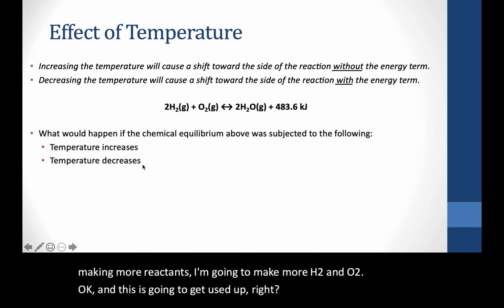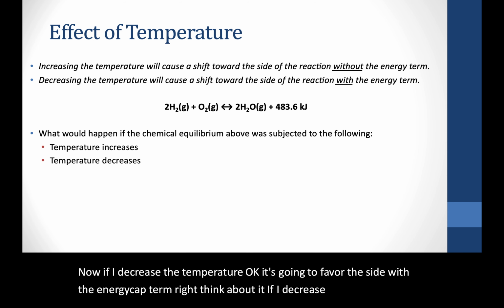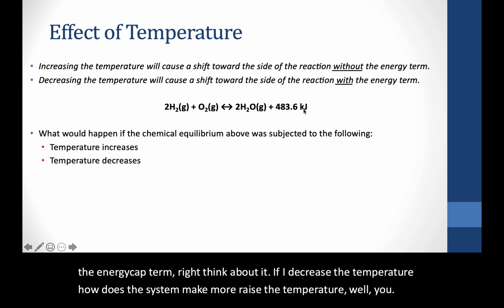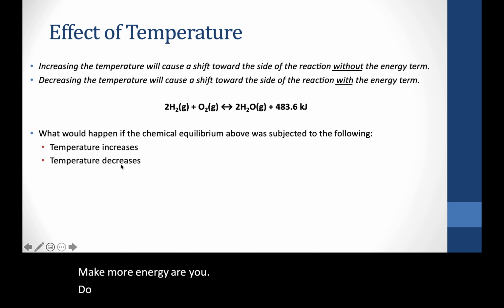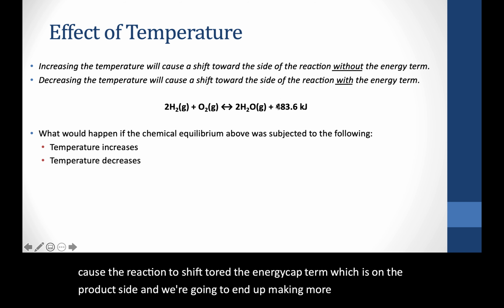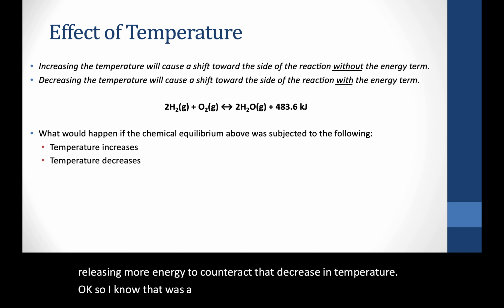Now, if I decrease the temperature, it's going to favor the side with the energy term, right? Think about it. If I decrease the temperature, how does the system raise the temperature? Well, you make more energy, or you do the exothermic reaction. So if I decrease the temperature, it's going to cause the reaction to shift toward the energy term, which is on the product side, and we're going to end up making more water and releasing more energy to counteract that decrease in temperature. Okay, so I know that was a lot, all right?